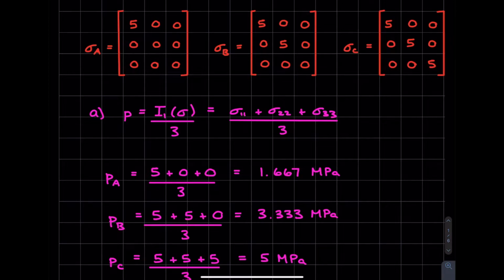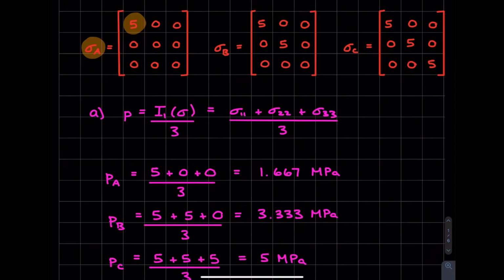And if we look at sigma A right here, that first matrix, the only entry we have is 5 MPa along the horizontal direction. So if we actually look at sigma A, it's already a uniaxial stress state. We only have one stress going in one direction, and that's it. We have no shears or stresses going in the other directions.